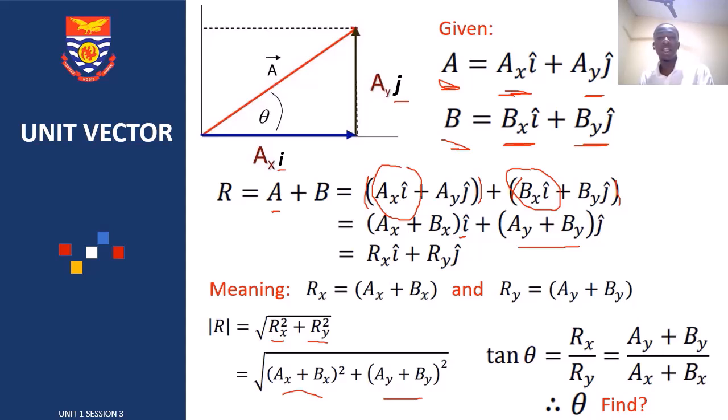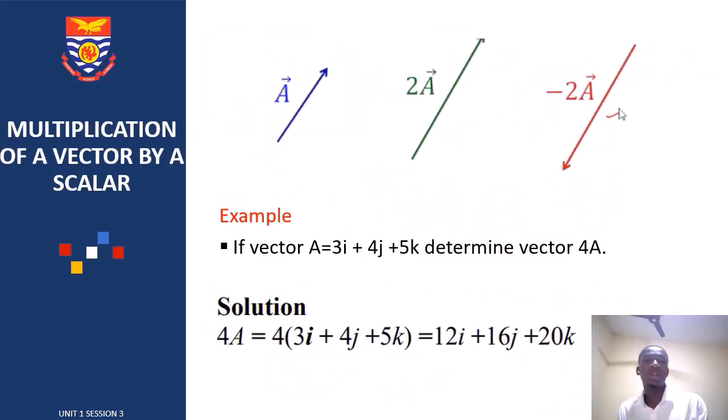Fast forward, we can also calculate our direction. That's tan theta equals Ry over Rx. We already know what Rx represents and also what Ry represents. And we can easily find theta by just finding the inverse of the whole term that we have, the tan inverse of the whole term that we have here. Great. Let's look at the multiplication of a vector by a scalar.